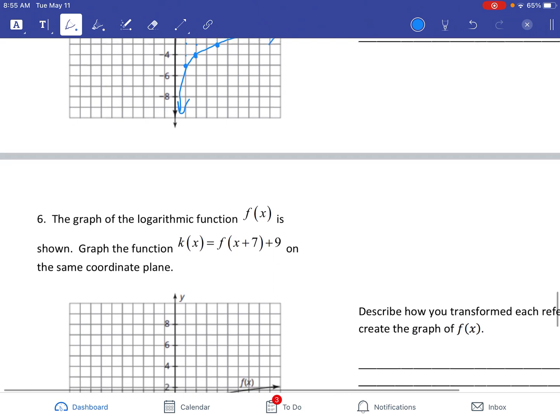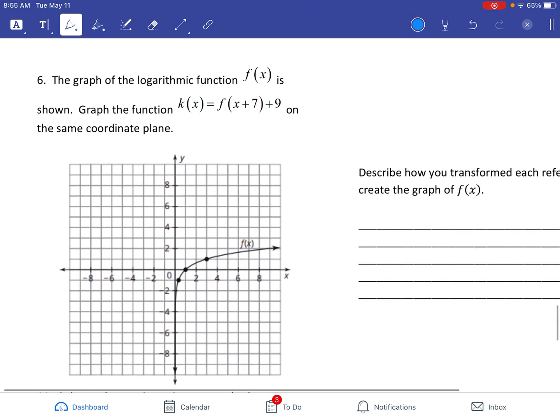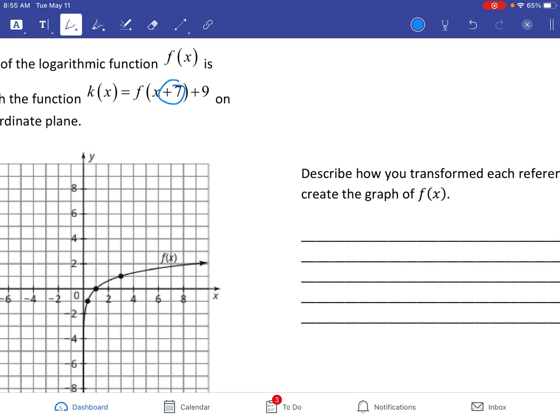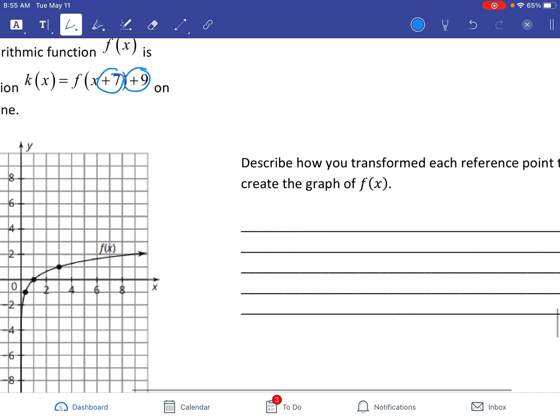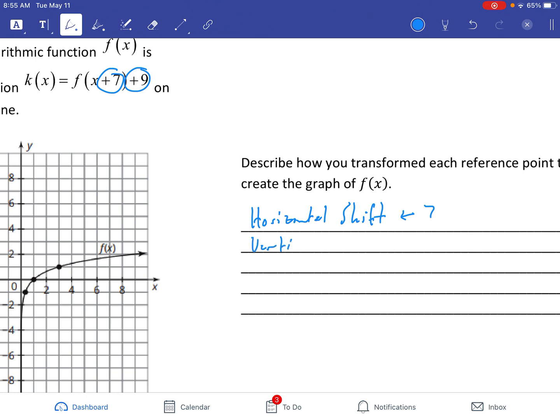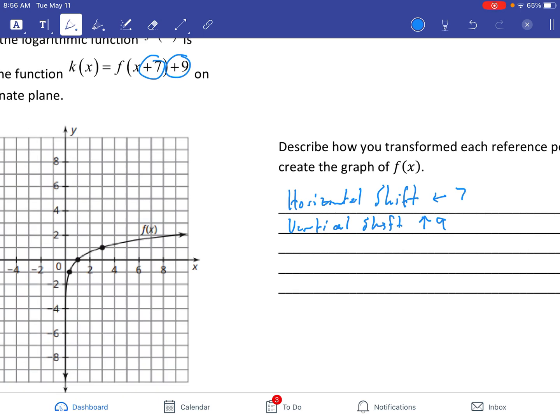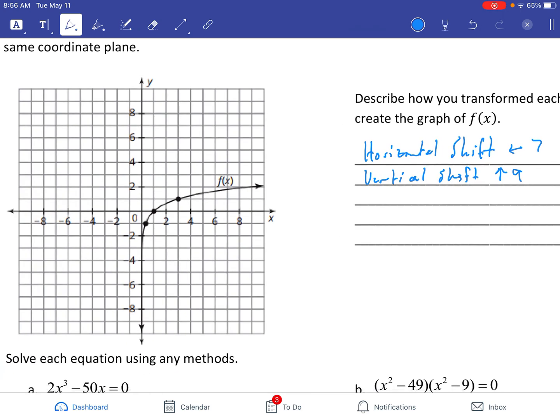And that's it. Okay. Next one, we again have two shifts. We have +7 and +9. So it's a horizontal shift. Since it's +7, it's going to go to the left by 7. +9 is going to be a vertical shift. It's going to go up by 9. So again, we're going to take our points and move them left 7.